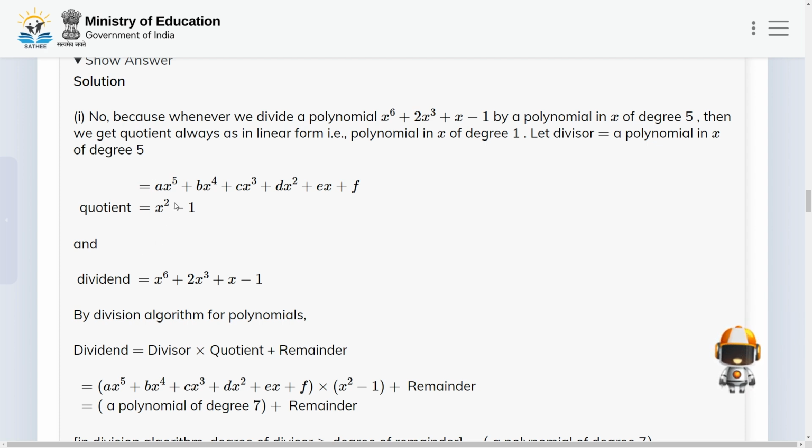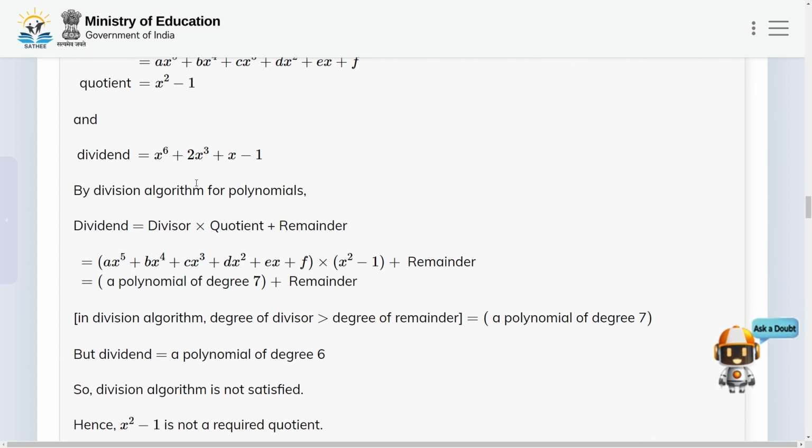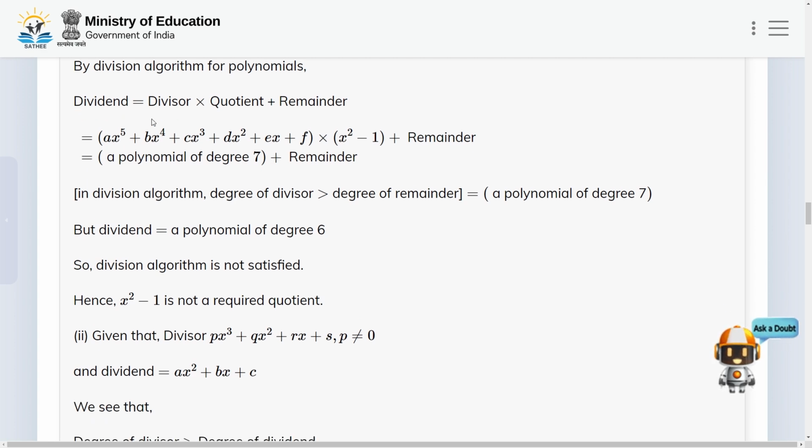Okay, and here the quotient is x square minus 1. And the dividend is equal to x to the power 6 plus 2x cube plus x minus 1. So by the division algorithm for polynomials, dividend is equal to divisor into quotient plus remainder. Okay, so here the divisor is this, the quotient is x square minus 1 and the remainder is unknown. So this is equal to (ax to the power 5 plus bx to the power 4 plus cx to the power 3 plus dx square plus ex plus f) into (x square minus 1) plus remainder, and this is equal to a polynomial of degree 7 plus remainder.